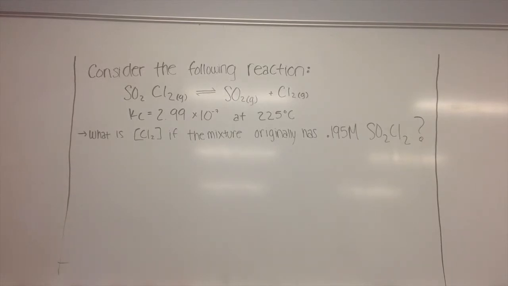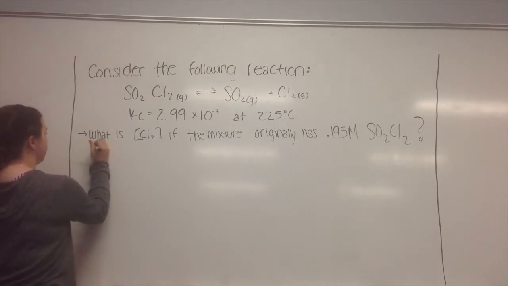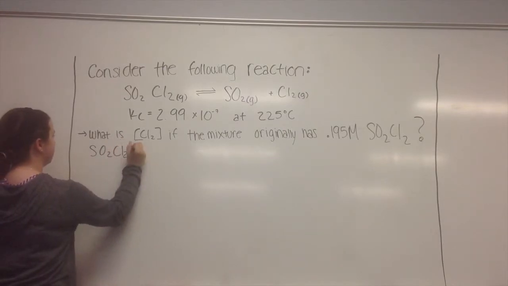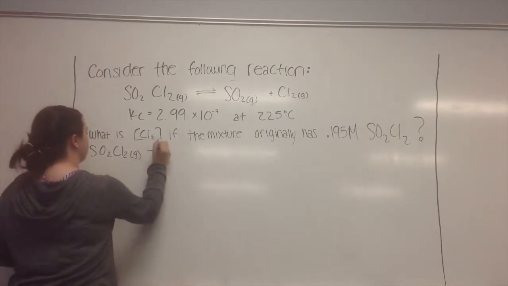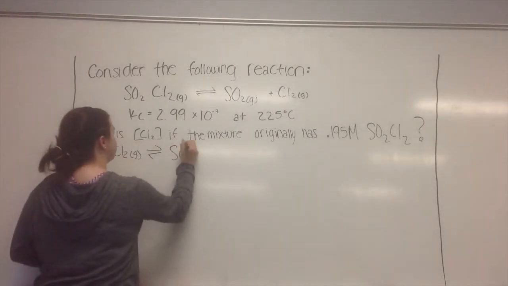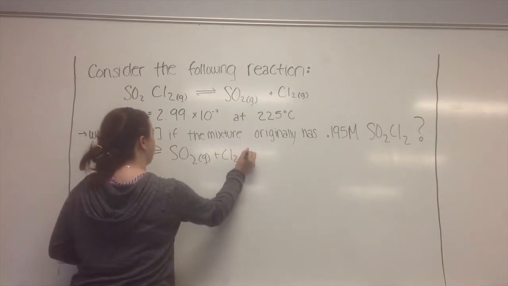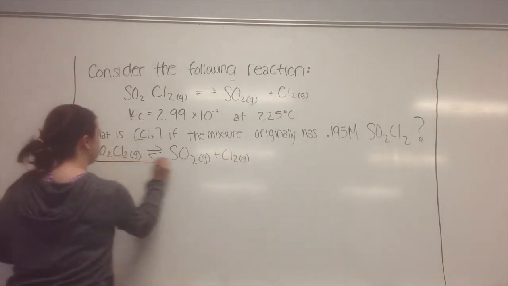For this problem, we are going to put into effect what we just talked about in the previous slides about the x's small approximation. So first, what you want to do for this problem is to set up an ICE table. So you can rewrite your reaction to make it a little bit easier. SO2Cl2 gas reacts to form SO2 gas plus Cl2 gas. Set up your table.